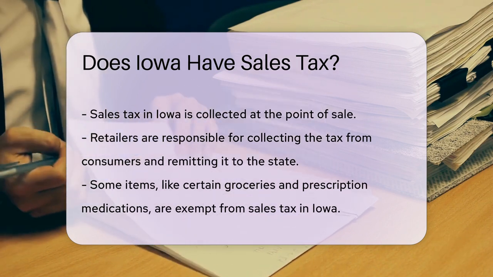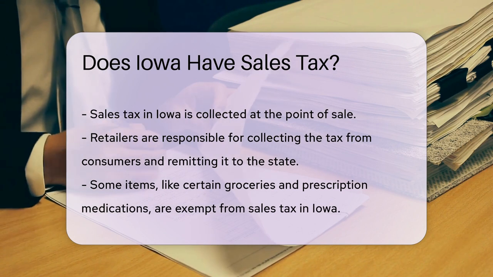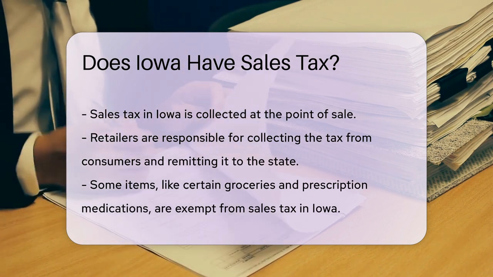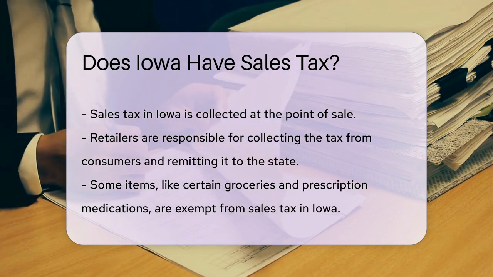Certain items may be exempt from sales tax in Iowa. For example, some groceries and prescription medications are not subject to sales tax. Additionally, there are specific exemptions for certain types of businesses and transactions.